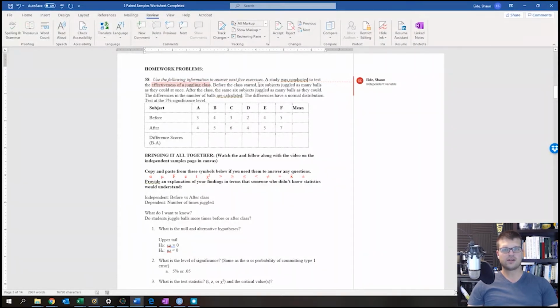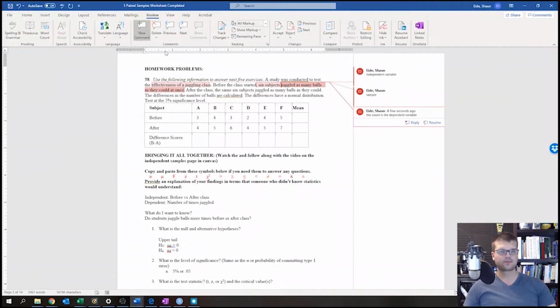Before the class started, 6 subjects, so this right here is the sample. 6 subjects juggled as many balls as they could at one time. So the count of this, the number of balls they juggled, this right here, the count is the dependent variable, which is dependent on whether or not they have taken the class.